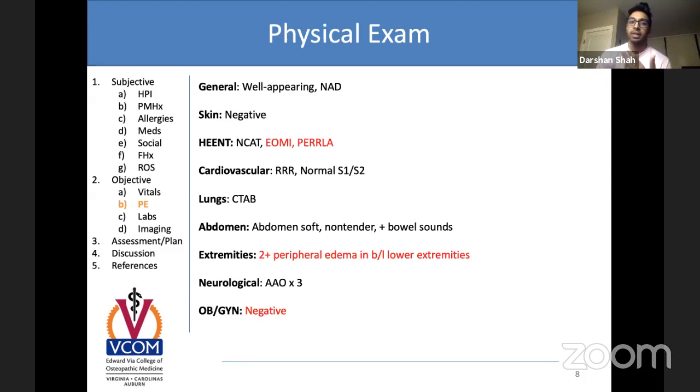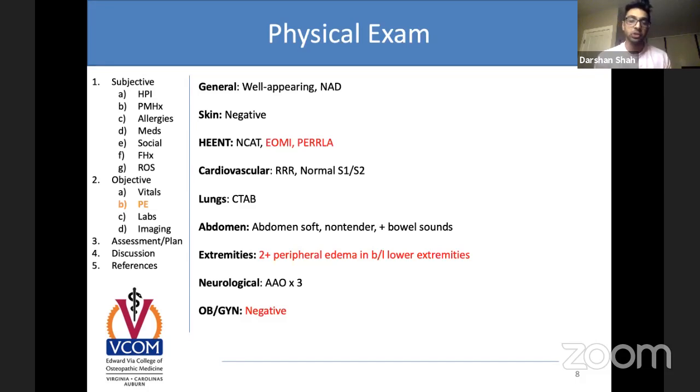HEENT, again, head, ears, eyes, neck, and throat. NCAT stands for normocephalic atraumatic. Cephalic means head, and it's normal, so normocephalic, and atraumatic, there's no trauma. EOMI, extraocular motion intact, so she's moving her eyes properly. And then PERLA, pupils are equal, round, and reactive to light, and they accommodate. Cardiovascularly, triple R is great. It means regular rate and rhythm, and she has a normal S1 and S2 heart sound with no murmurs. Her lungs are clear to auscultation bilaterally. That's what CTAB means. Her abdomen, right? You're gonna push right where the baby is. Abdomen soft, non-tender, and she has bowel sounds, so that's good.